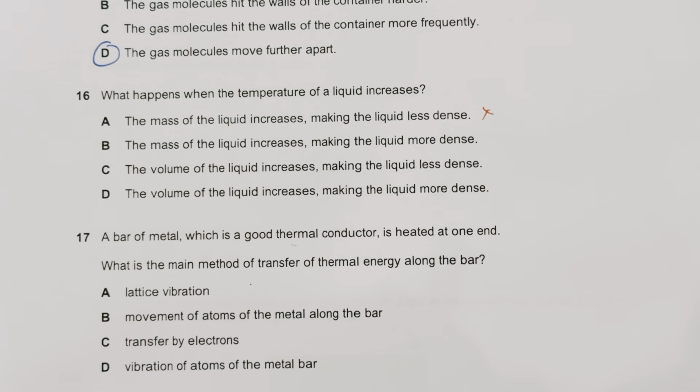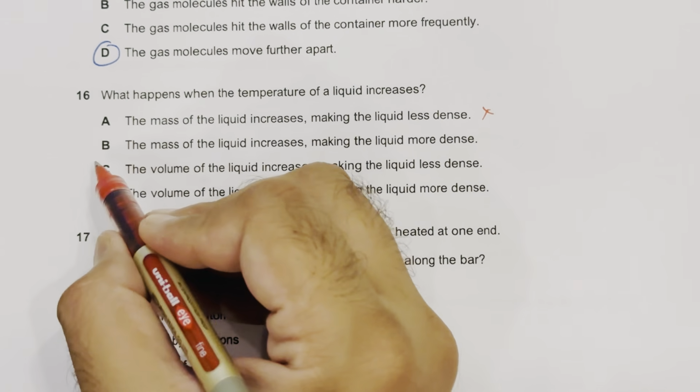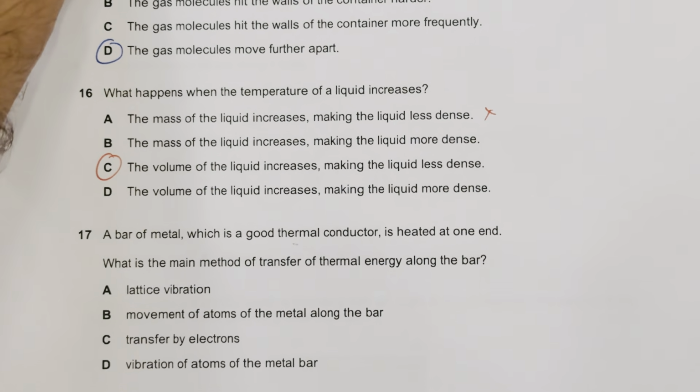The mass of the liquid increases, making the liquid... No. The volume of the liquid actually increases, making the liquid less dense. So option number C is the correct answer. Moving to question number 17.